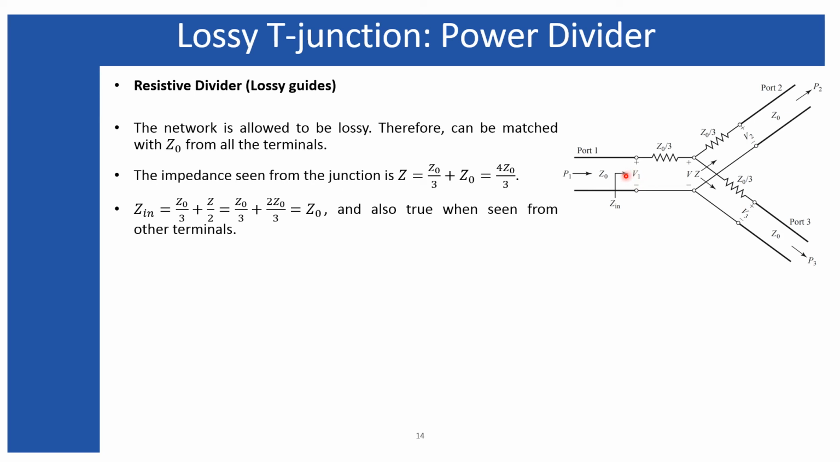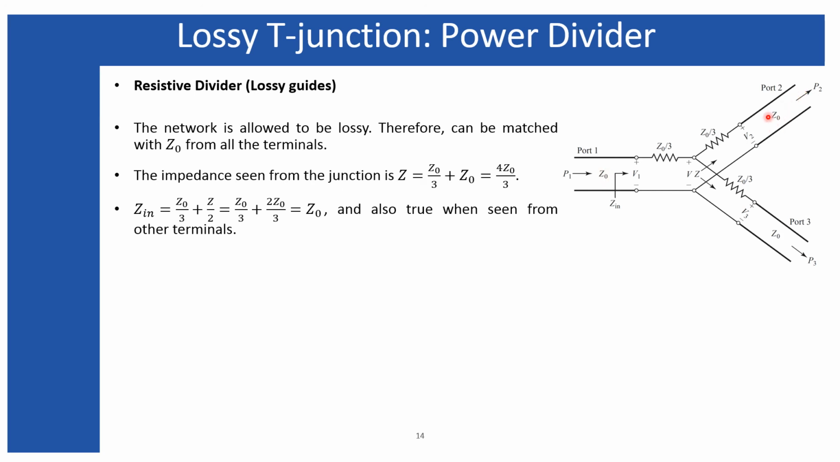This input impedance is seen after this terminal. So you can assume that the input impedance appears across this terminal, or equivalently you can say that this guide is terminated with an impedance Zin, and that Zin is equal to Z0, meaning this guide is terminated with its own characteristic impedance. That means it is the matched one, so no reflections can be observed.